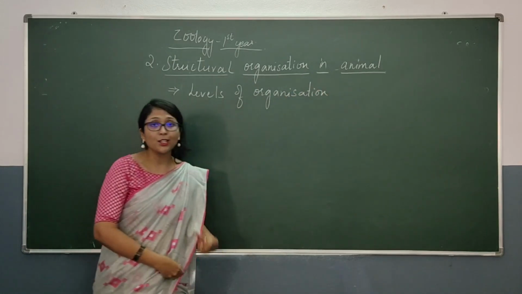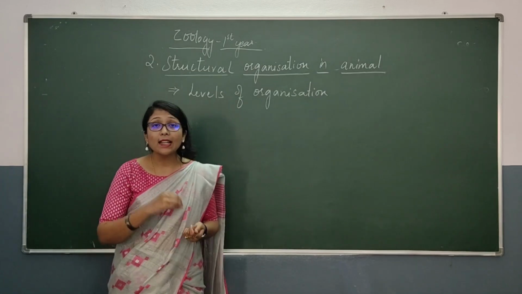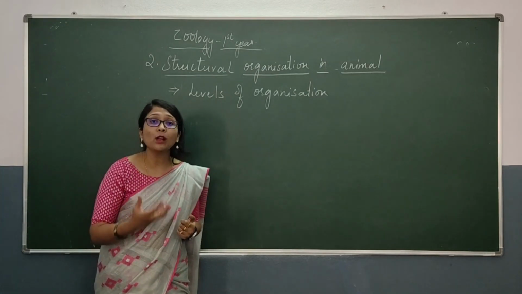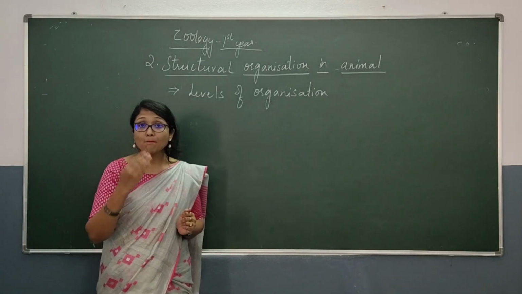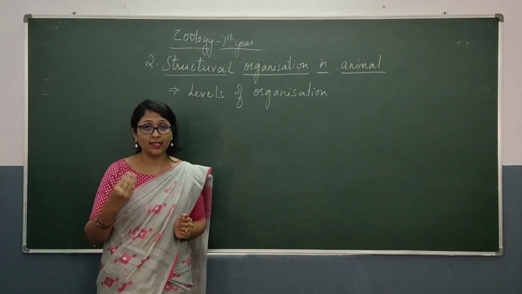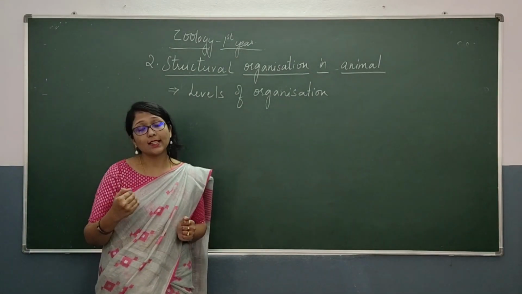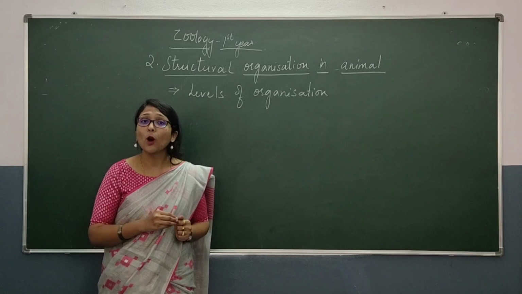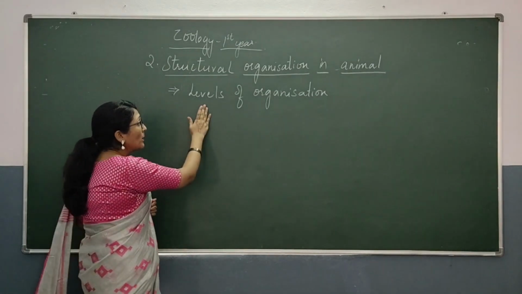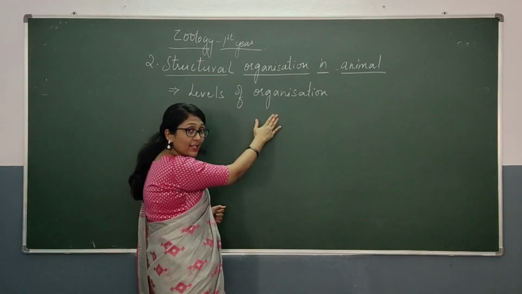Levels of organization in the organisms. If you take unicellular organisms, they will have cellular type of organization. Multicellular organisms will have tissue level of organization, organ level of organization, and organ system level of organization. So all these you will study in detail under the topic of levels of organization.